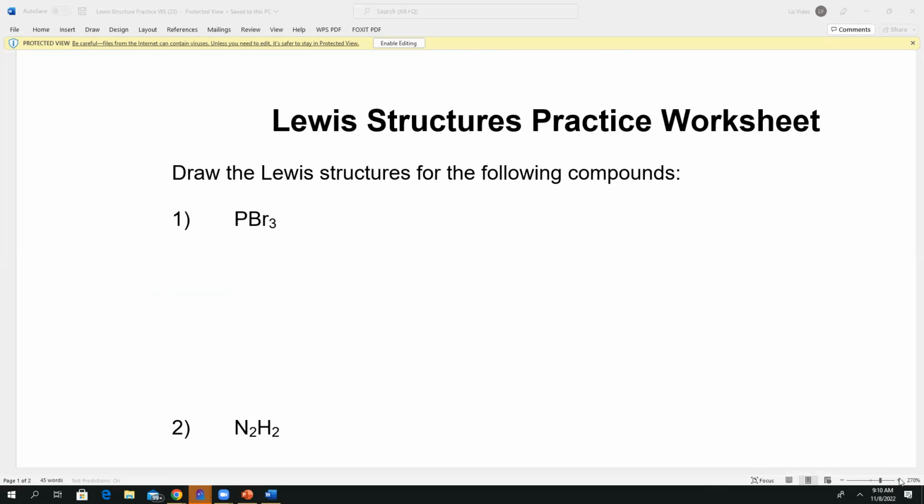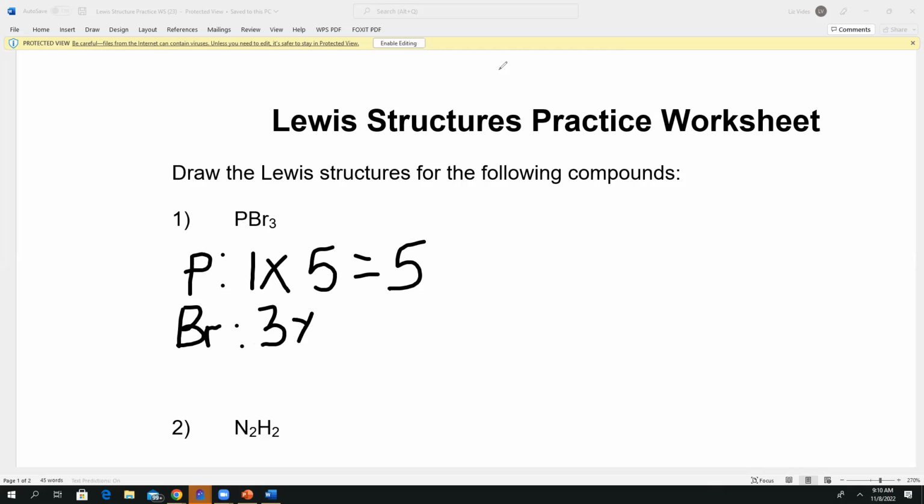All right, so we have one phosphorus, right? And phosphorus is in which group? Group 5. So that's 5 for that one. And then we have bromines. We have 3 of them, and remember, that's the 3 in group 7. So that gives us 21. We add these, we get 26.